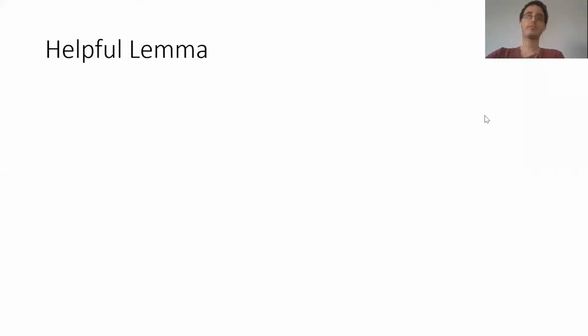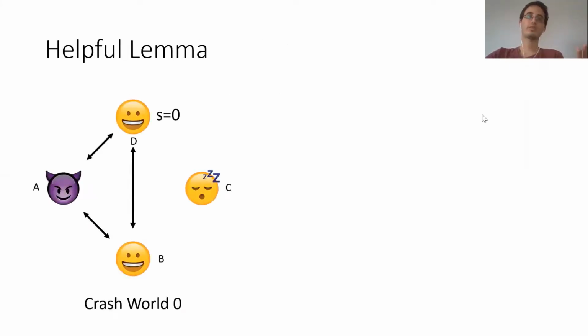We will start by proving a helpful lemma. Observe crash world 0. In crash world 0, parties B and D are non-faulty. D has the input 0. Party C is non-faulty but slow for now, and party A is honest but curious. This means it acts entirely non-faultily throughout the share protocol, but it tries to gain more information than it's supposed to.